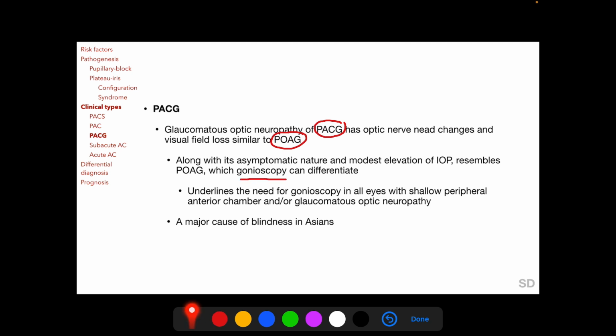And this underlines the need for gonioscopy in all eyes with either shallow peripheral anterior chamber and/or glaucomatous optic neuropathy, and this is very important to remember. So when we encounter an eye with either shallow peripheral anterior chamber and/or glaucomatous optic neuropathy, we must do gonioscopy. And primary angle closure glaucoma is a major cause of blindness in Asians.